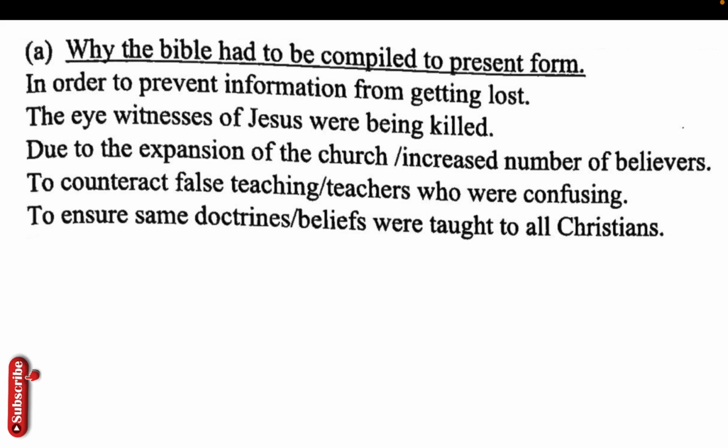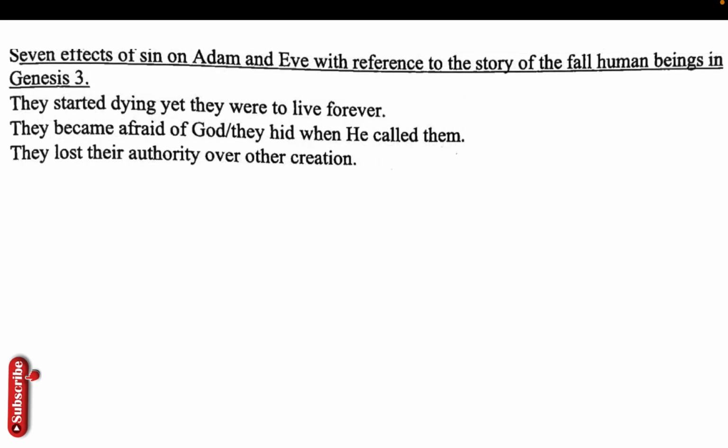Question 1b. 7 effects of sin on Adam and Eve with reference to the story of the fall of human beings in Genesis chapter 3. They started dying, yet they were to live forever. They became afraid of God. They lost their authority over the creation. Man was to rule over the woman. The woman was to be in pain while giving birth.